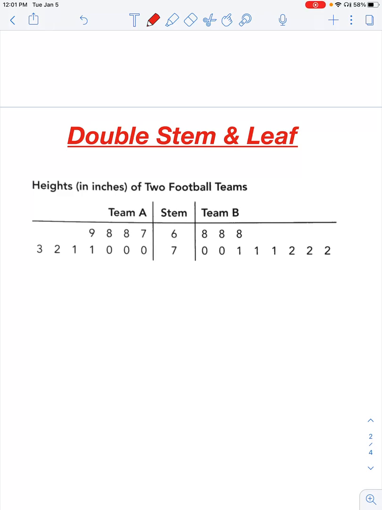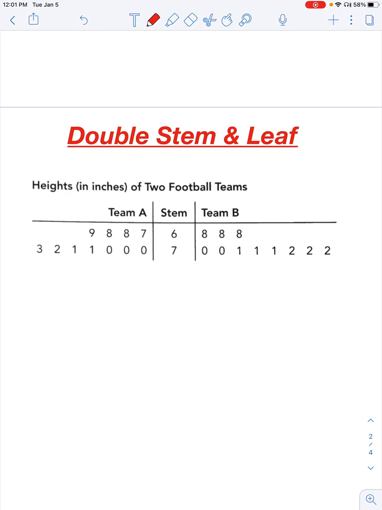Besh. Now we take our knowledge of the stem and leaf graph and we go one step further. We talk about the double stem and leaf graph. You see, the double stem and leaf graph is great because it allows us to compare not one but two sets of data. For instance, the example that we have right here is talking about how tall football teams are.